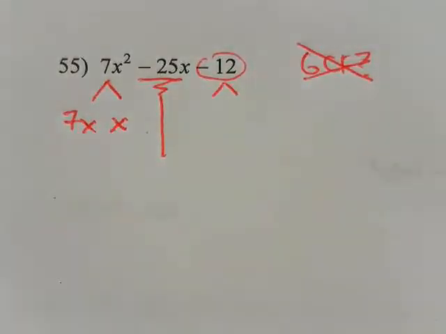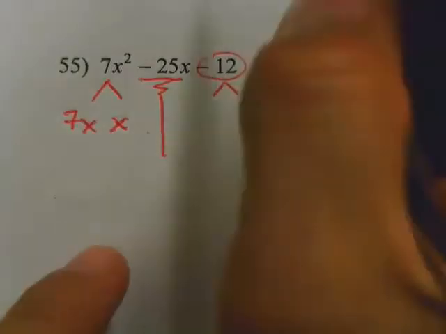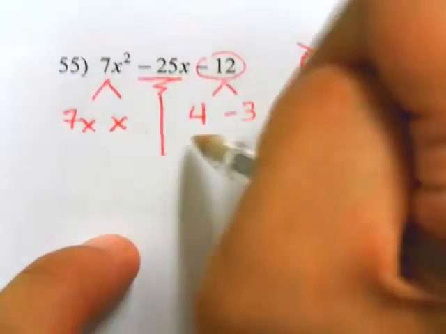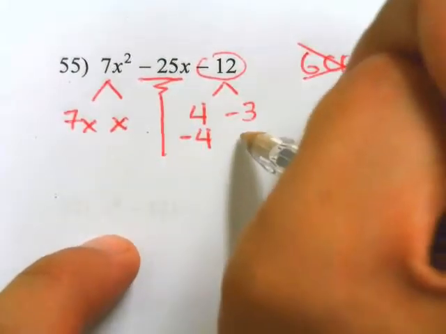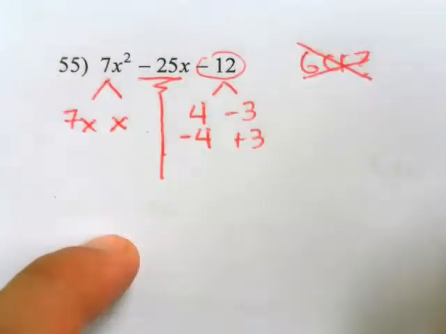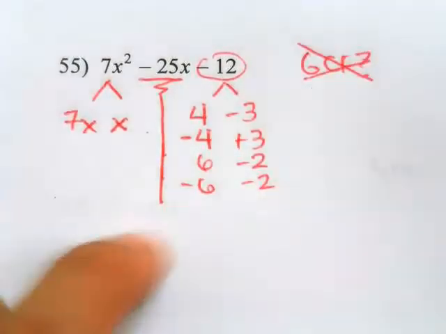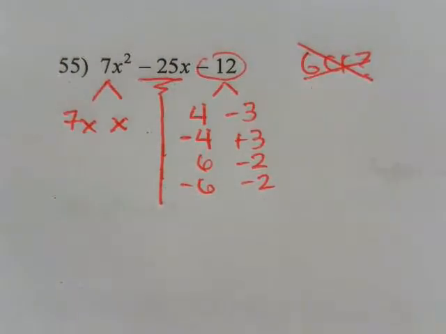So that means that for your factors in the last term, you need to have one that's positive and one that's negative. So 4 and negative 3. There's also a possibility of negative 4 and positive 3. And I'm going to write down one more, 6 and negative 2, negative 6 and 2. You know, there's a lot. Sometimes 1 times 12 also works as well. But this is now trial and error. We've got to figure out which ones we should pair up so that it adds up to negative 25.